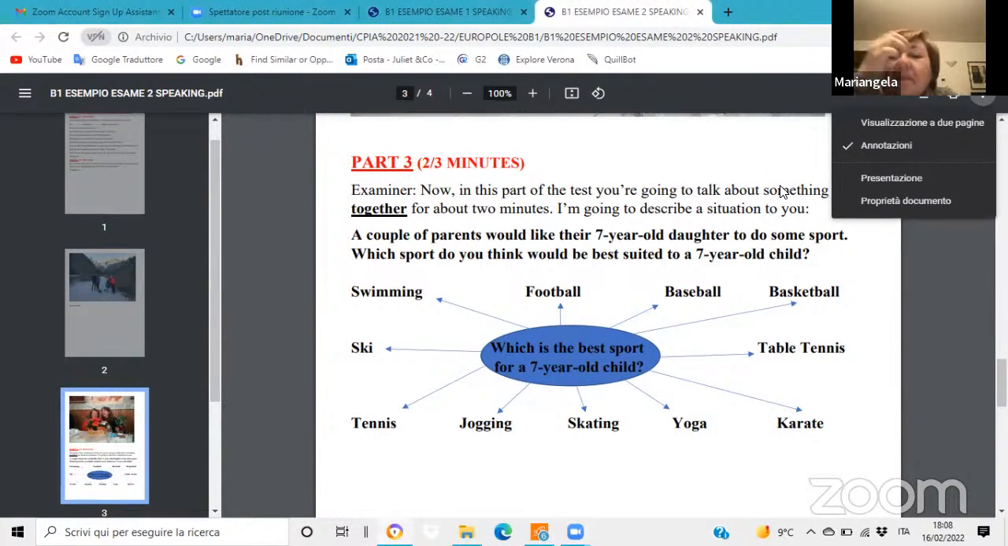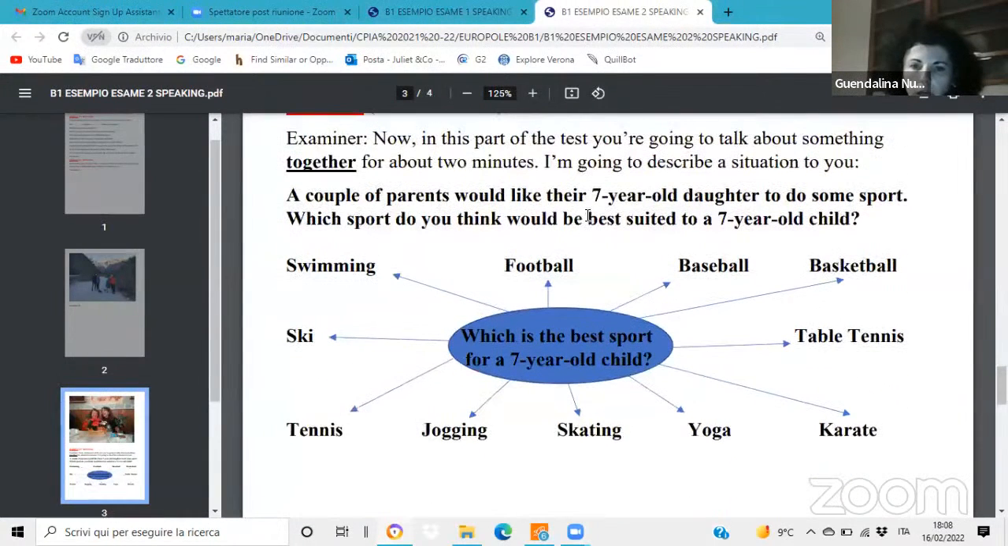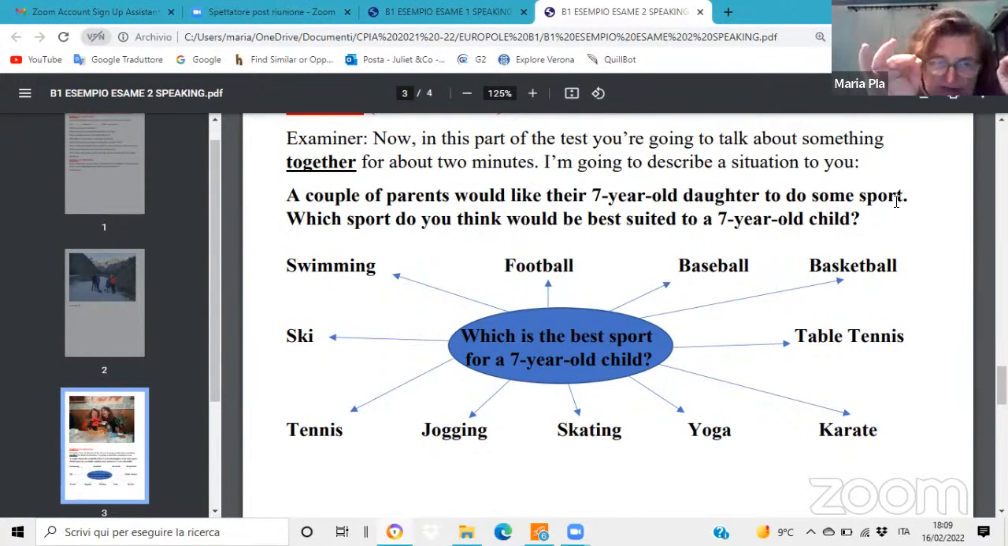Okay. I think for a girl skating or swimming is good. Okay, allora Gwendalina, it's okay, but when you start talking, you have to talk together. So start straight away with a question or a suggestion towards Mariangela. So what do you think, Mariangela? I think for a girl, swimming or skating could be good options, okay?